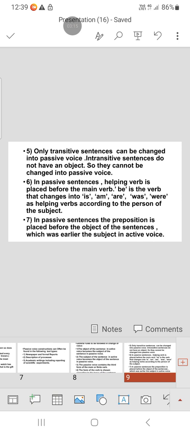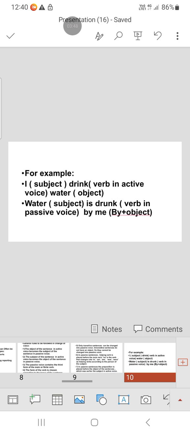Fifth, only transitive sentences can be changed into passive voice. Intransitive sentences do not have an object, so they cannot be changed into passive voice. Sixth, in passive sentences, the helping verb is placed before the main verb. Be is the verb that changes into is, am, are, was, were as helping verbs according to the person of the subject. In passive sentences, the preposition is placed before the object of the sentence, which was earlier the subject in active voice.